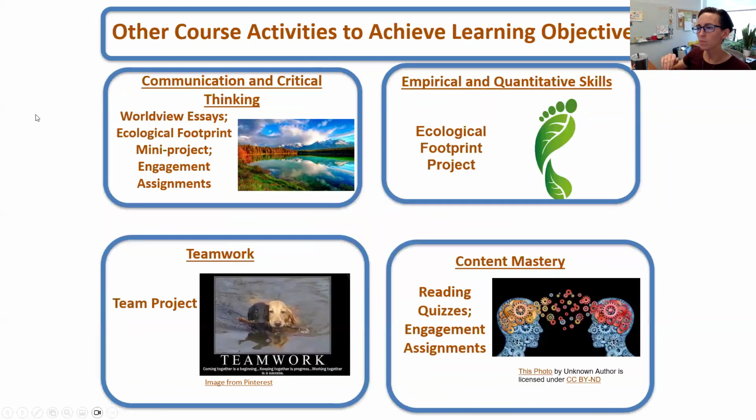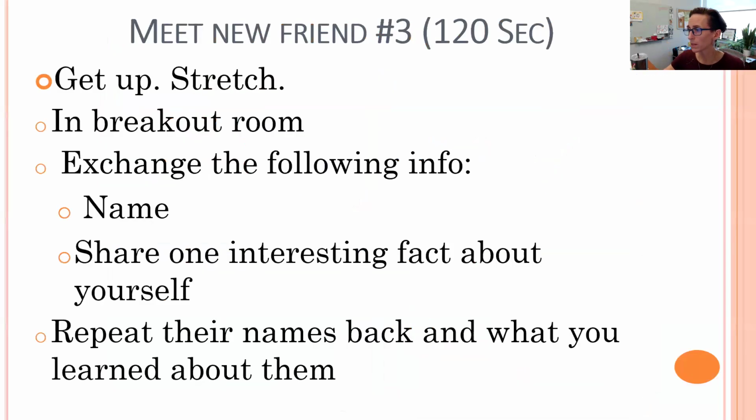How we're breaking this down by course learning objectives: our critical thinking and our communication will be done through our worldview essays, the ecological footprint, and the engagement assignments. Empirical and quantitative skills will come through our ecological footprint data and some of the course engagement assignments that we do. The teamwork will obviously be the team project, and the content mastery comes from a variety of things in the course, but largely the reading quizzes and the engagement assignments.